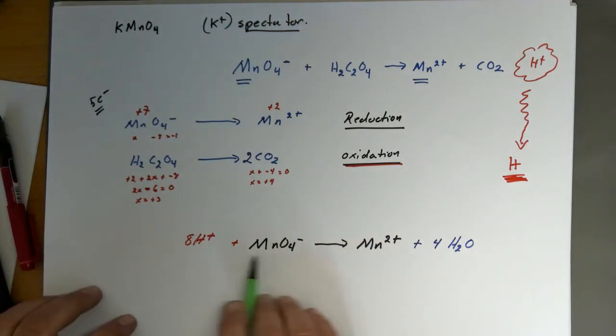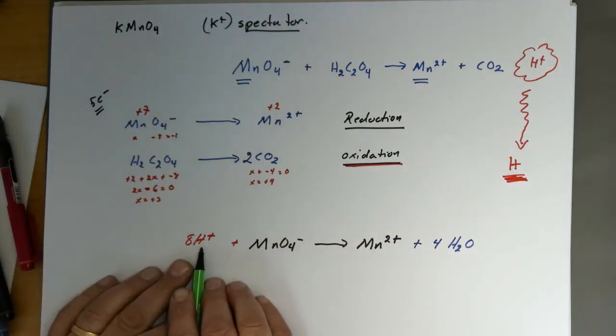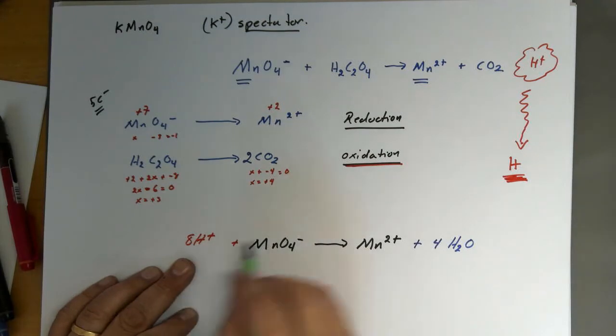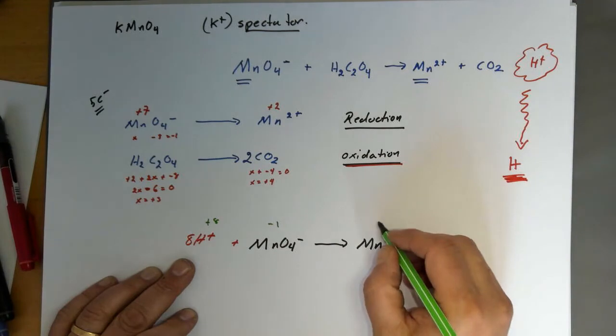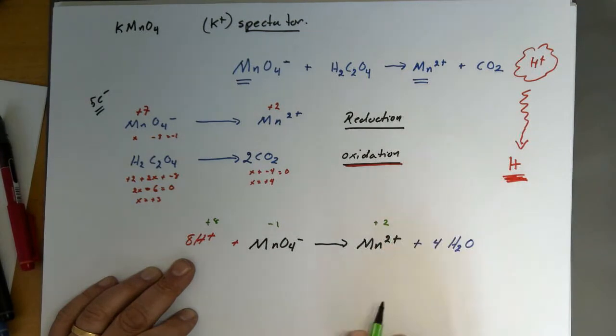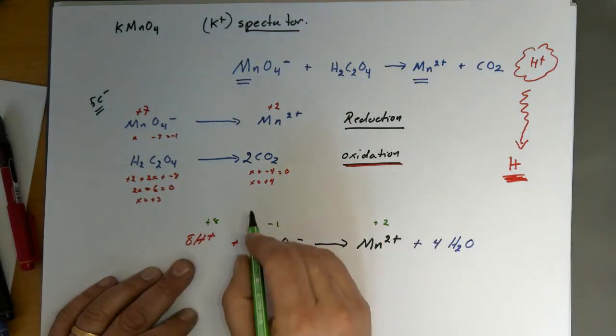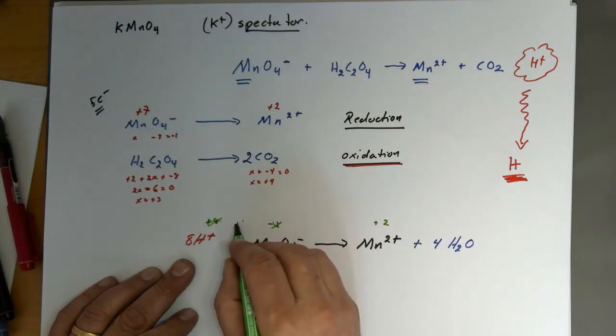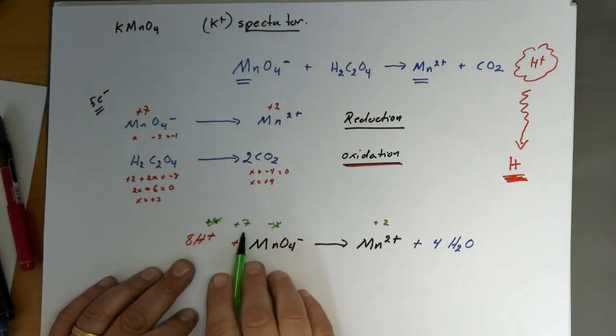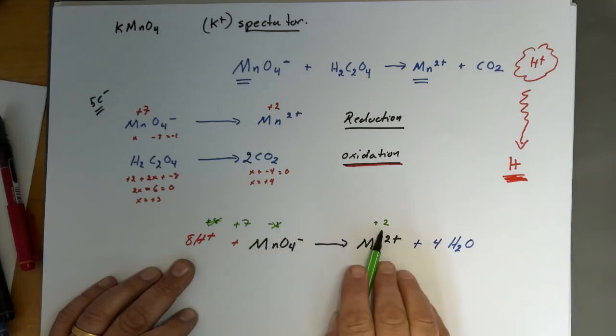But we can calculate this by looking at it. We can see how many charges are here. We've got plus 8 minus 1, and over here we have plus 2. So if we cancel those, we have plus 7, and 7 needs to go down to plus 2.